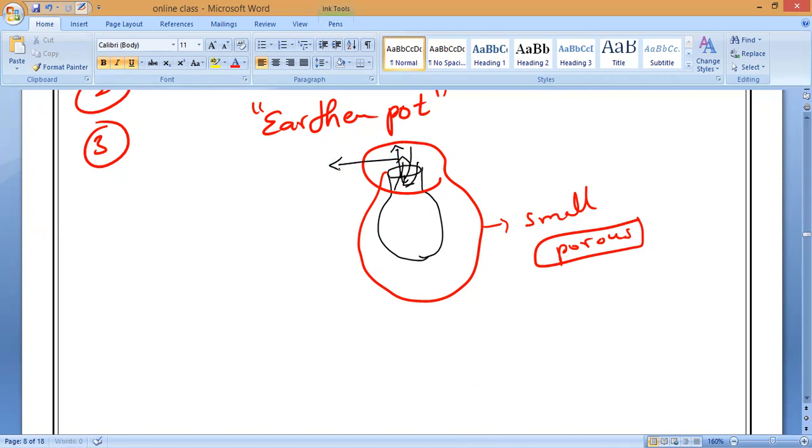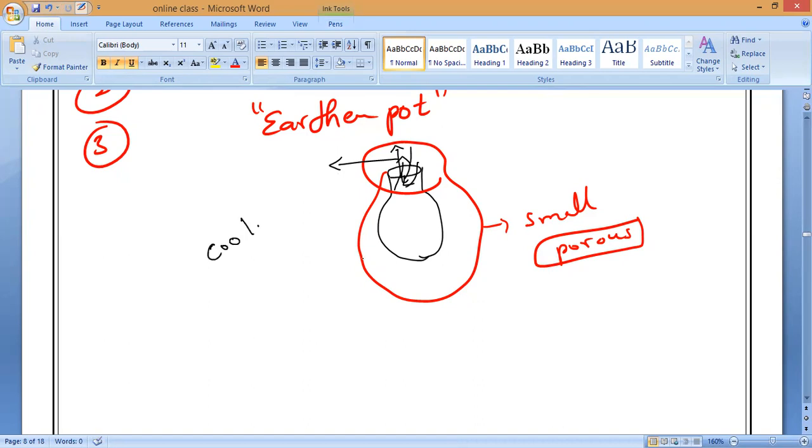So what will happen? Gases will exchange, so what is happening? If gases are exchanging, the temperature decreases. So it will become what? Cool or hot? It will become cool. It's not the only one thing.